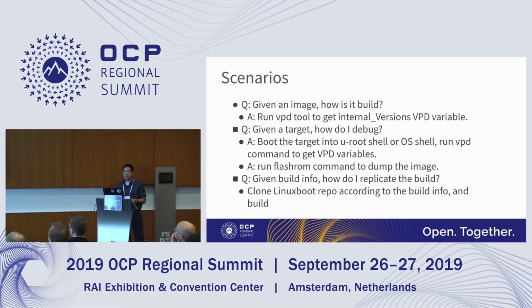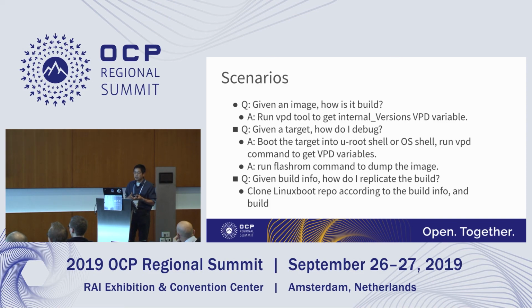Now, what if I cannot boot into uroot shell or OS shell? What can I do? So in that case, you can also run the flash run image command. You take the flash out, get the image out from the flash, and then you can dump the image out, and then you can run VPT tool on a debug machine.